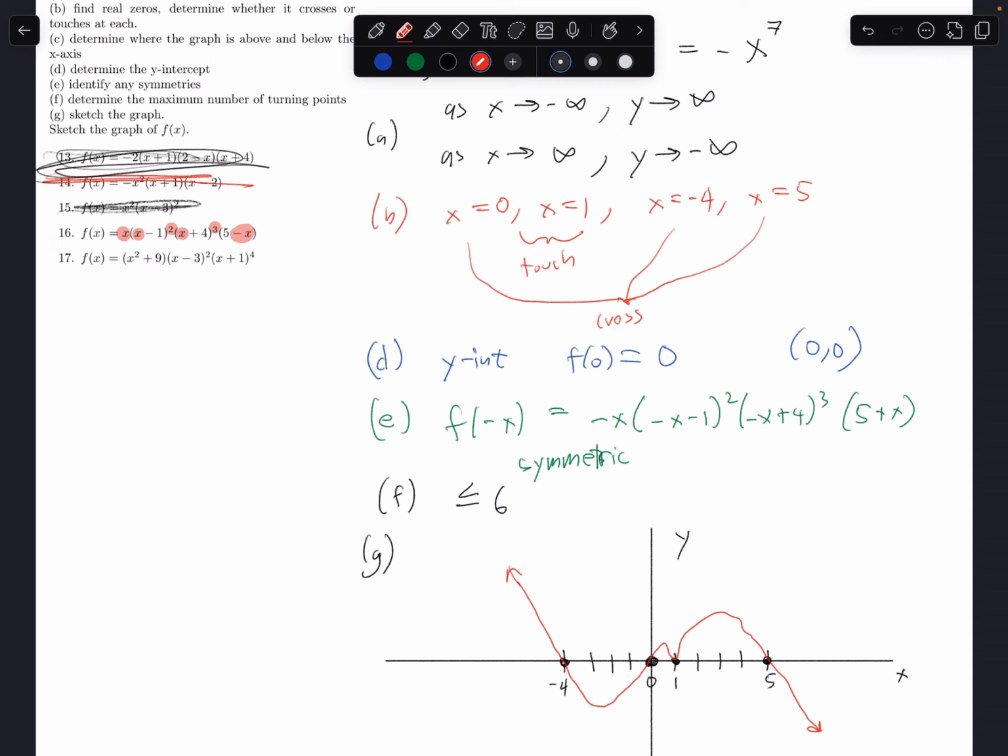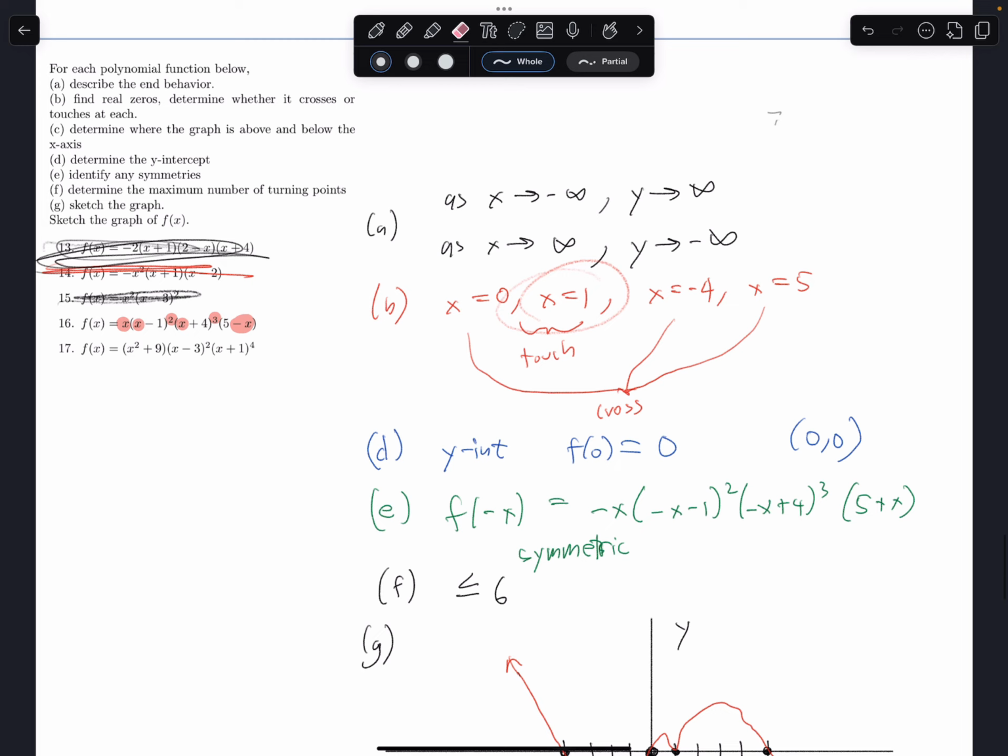Okay, so let's check our end behavior. Does that match up with all we said? So it touched at 1. The others it crossed. End behavior on the right was negative, and that matches. End behavior on the left was positive. So yep, everything looks good. There it is. And one more to go.